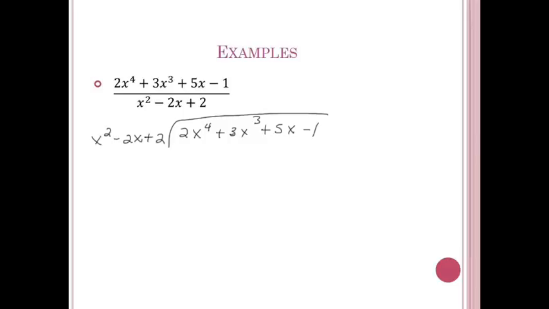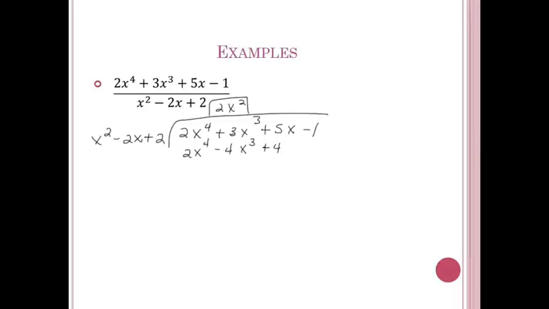So what do I need to put up here that will multiply with the first term, x squared, to give me 2x to the 4th? Well, it'll be 2x squared. 2x squared times x squared is 2x to the 4th. Now I have to multiply it by this middle term in the divisor, minus 2x. So 2 times 2 is minus 4, and x squared times x is x cubed. Be sure to line it up under the x cubed term. And 2 times positive 2 is 4, so that's plus 4x squared.